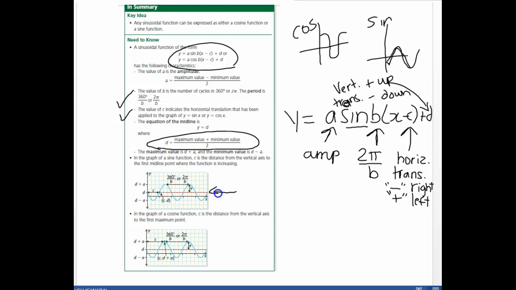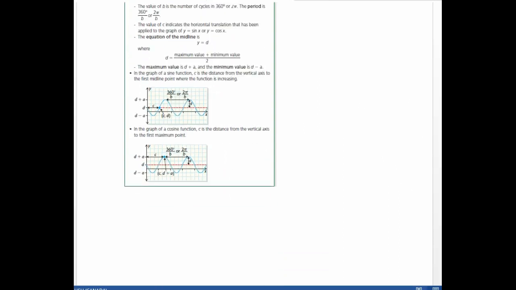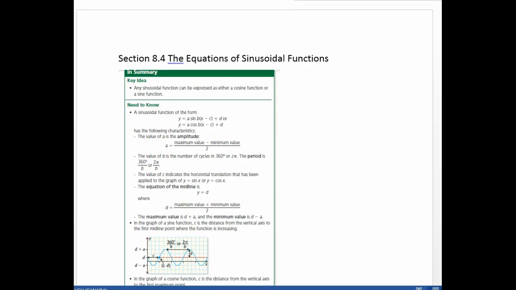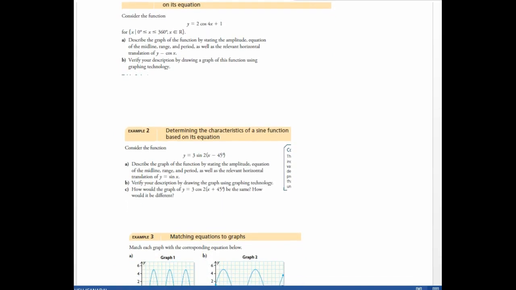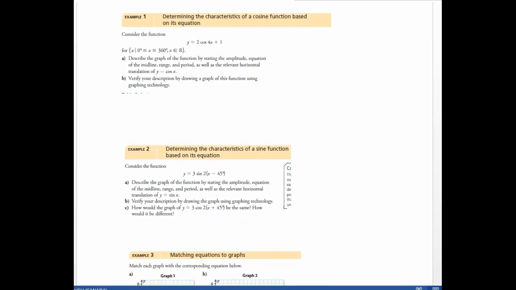Okay, so example 1. Example 1 says, consider the function y equals 2 cos 4x plus 1. Describe the graph of the function by stating the amp, the equation of the midline, the range, and the period, as well as the relevant horizontal translation. Okay, so if we want to say the amp, what is it? 2. Yeah, because it's whatever's in front of cos.